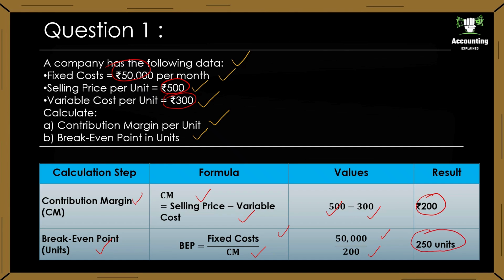With the same selling price per unit, variable cost per unit, and fixed cost with the same amount, if you are going to produce more than 250 units, you are going to earn profit. If you are going to produce less than 250 units, then you are going to incur loss. And at the point of 250 units, there will be zero profit.